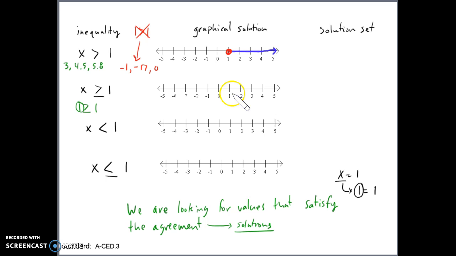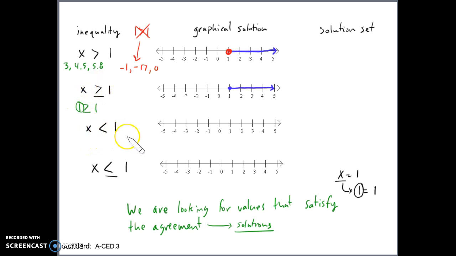So when we graph our solution set, instead of putting an open dot where the 1 is, we're going to put a closed dot because it's included. Closed is included, open is not included, and we're saying all values that are greater than 1. So all these values are values that satisfy the inequality.